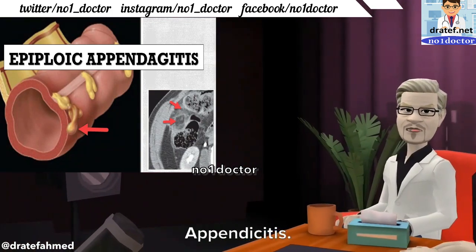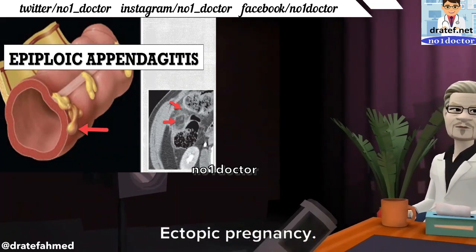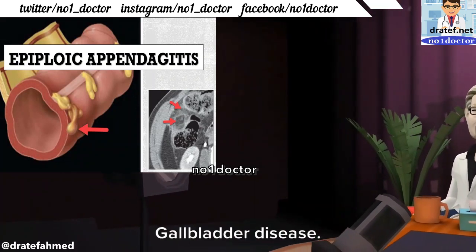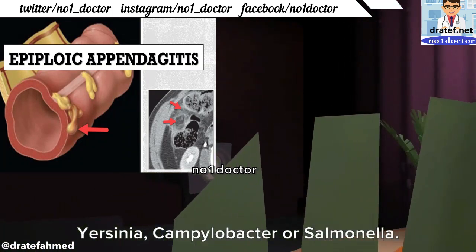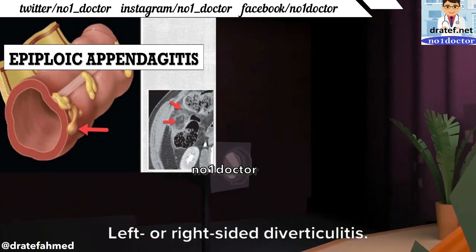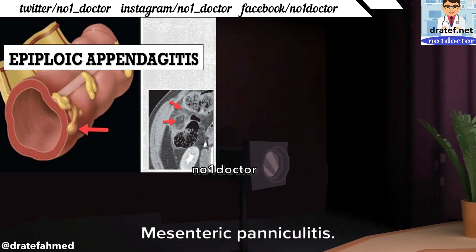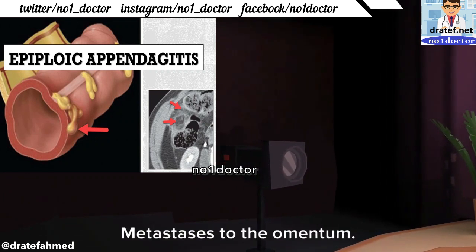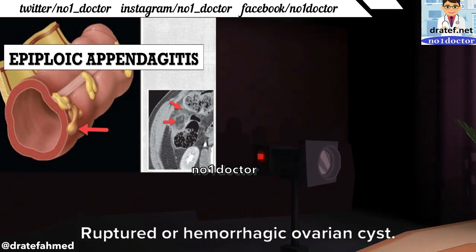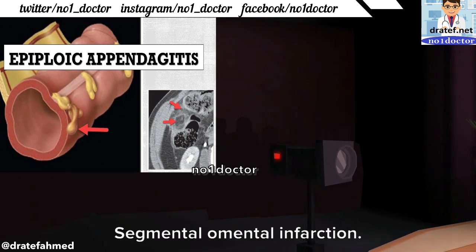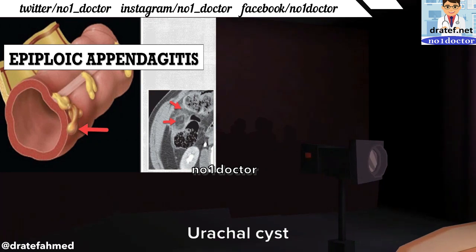Abscess, appendicitis, colon cancer or metastasis, Crohn's, ectopic pregnancy, gallbladder disease. Ileitis caused by infection with Yersinia, Campylobacter or Salmonella. Left or right-sided diverticulitis. Mesenteric adenitis. Mesenteric panniculitis. Metastases to the omentum. Ovarian torsion. Ruptured or hemorrhagic ovarian cyst. Segmental omental infarction. Urachal cyst.